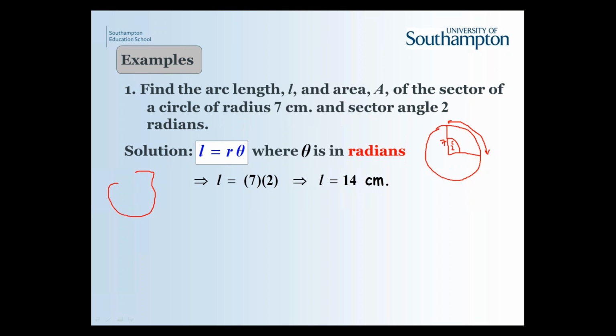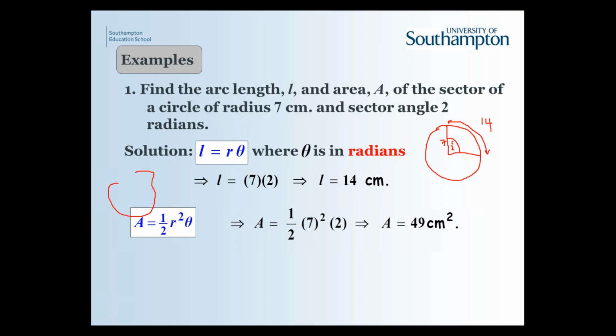Because we could do the whole 2 over 2 pi times 2 pi r and end up cancelling them, we end up with just 2 times r, which is simply 14. So nice, straightforward. The area just has to be a bit more thought out. You just got to remember there's either half r squared theta, or do the fraction thing. So half r squared theta is half times 7 squared times 2. So the area of this sector is 49 centimetres squared.